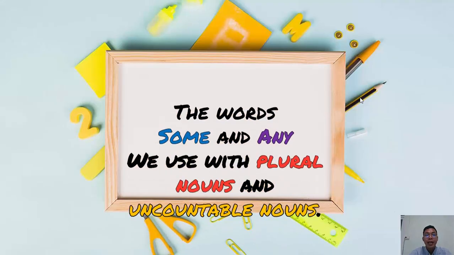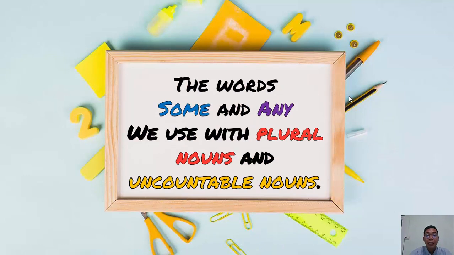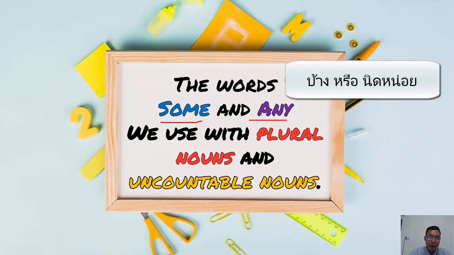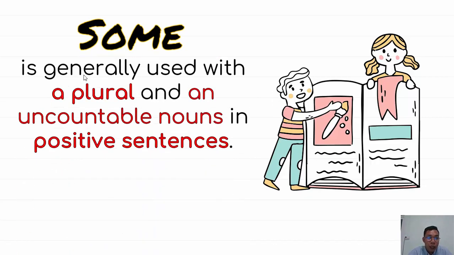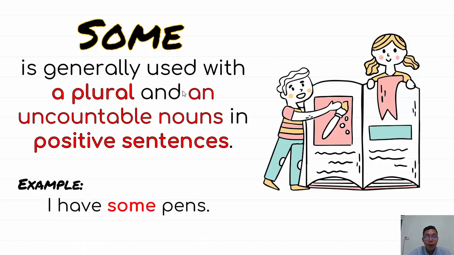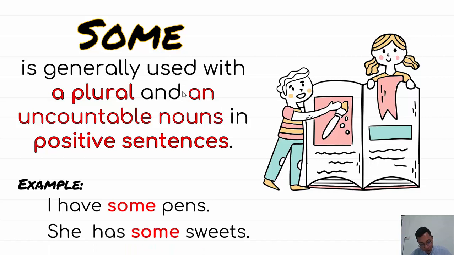Okay? Next one. The words some and any we use with plural nouns and uncountable nouns. Okay? So some and any. In Thai it means บ้างหรือนิดหน่อย. Alright? So when do we use some? We use some with plural and uncountable nouns in positive sentences. For example, I have some pens. Or she has some sweets. Okay, she has some sweets.